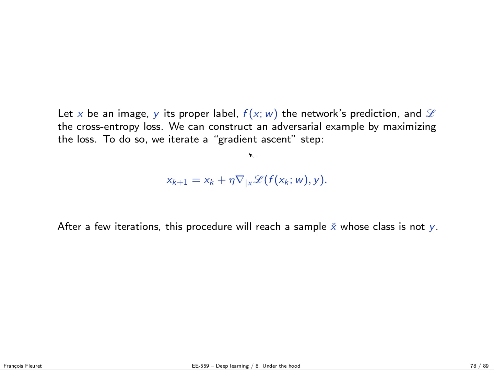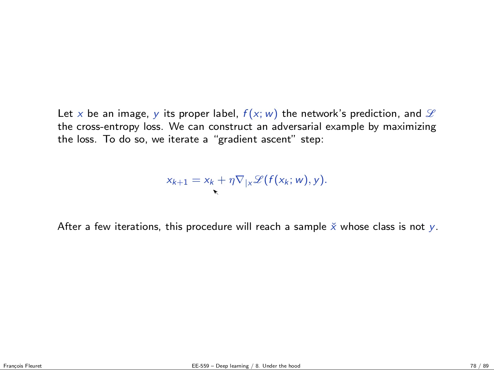What we can do is to do optimization the other way around. So instead of minimizing the loss, what we do during training, we optimize the parameters to minimize the loss. Here we are going to optimize the image, the input signal, instead of the parameters, and we are going to optimize it to maximize the loss.